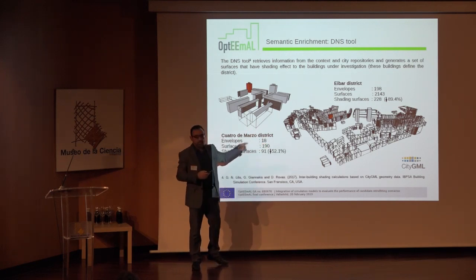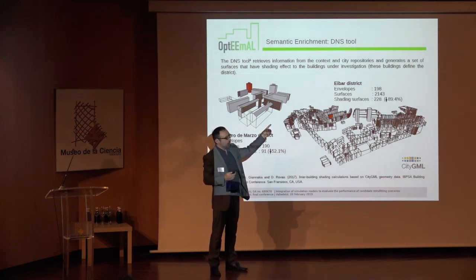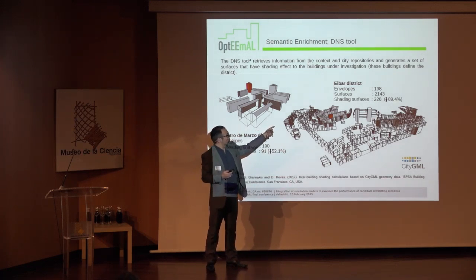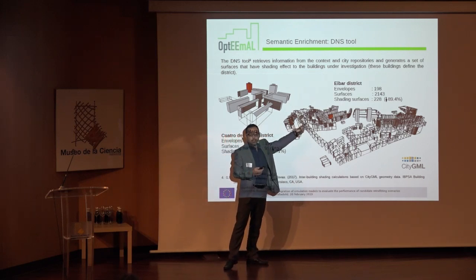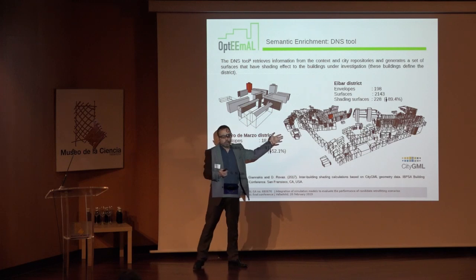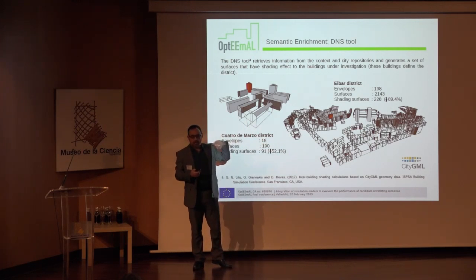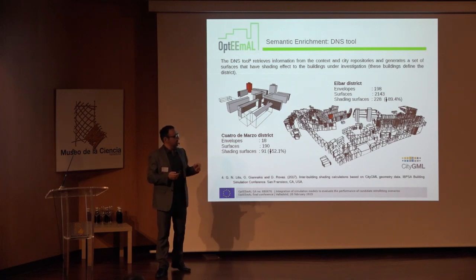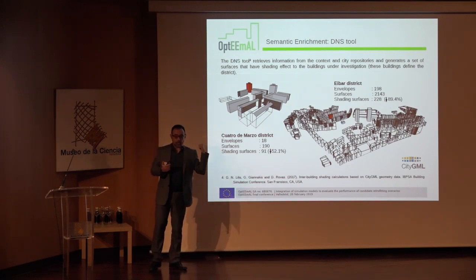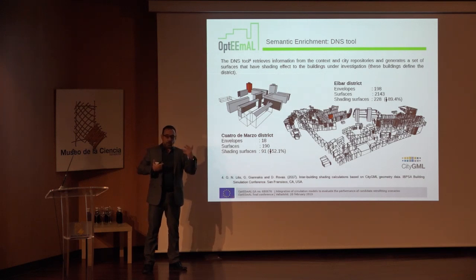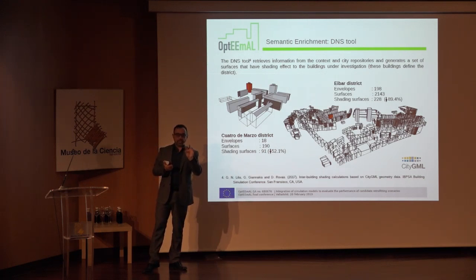Here, Eibar district is more complex. We have 198 buildings and only 220. We selected one central building to be simulated, and for this building, only 200 surfaces are affected by shading the building of interest. We developed this tool. This also helps us because if we know the specific surfaces that affect the building of interest, we can achieve smaller simulation times because the execution time reduces, so we can run optimizations faster and without losing any accuracy.